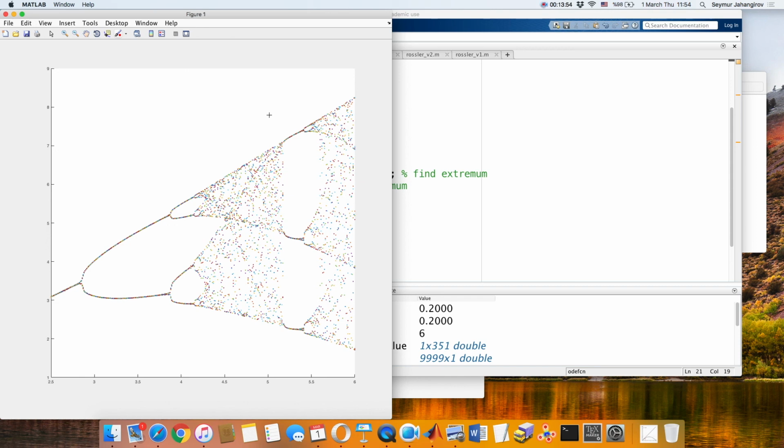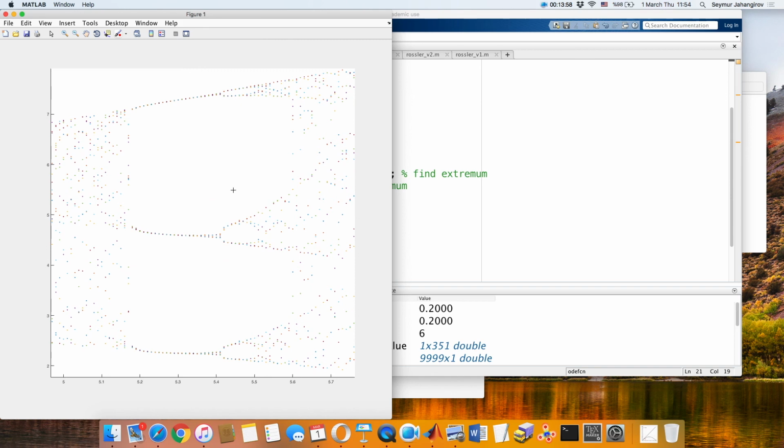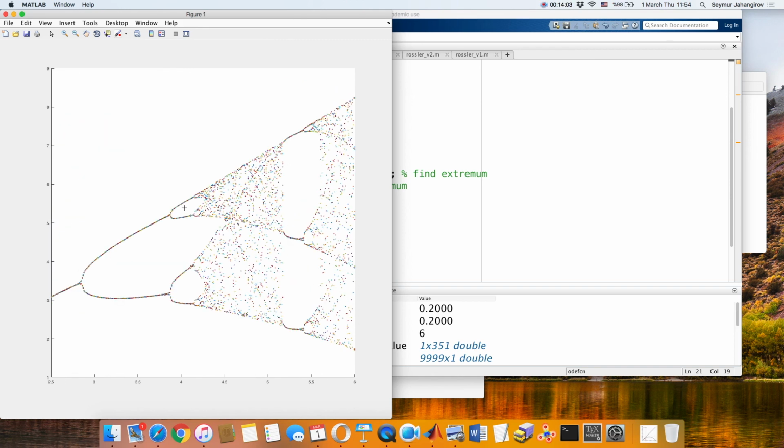So you can see that even here in the Rössler attractor, you have this 3-period window, right? So it's the same thing, a variation on a beautiful theme, right? Very good.